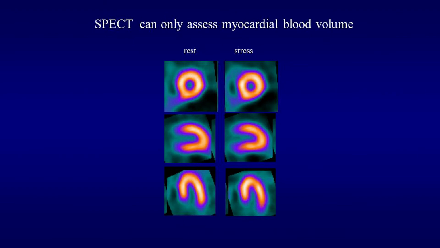Now, the problem with SPECT perfusion is, actually it's not perfusion, it's myocardial blood volume. You can assess only myocardial blood volume with SPECT. And it's called a perfusion technique, but it's not a perfusion technique. So does it really matter?